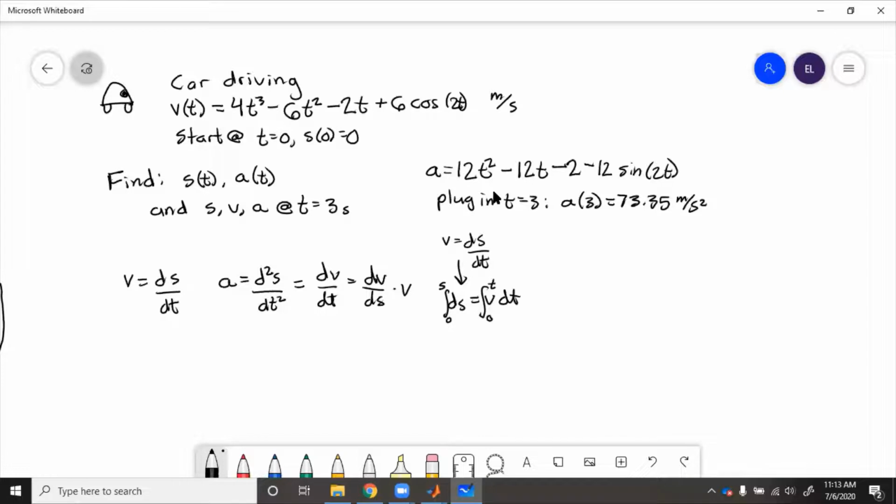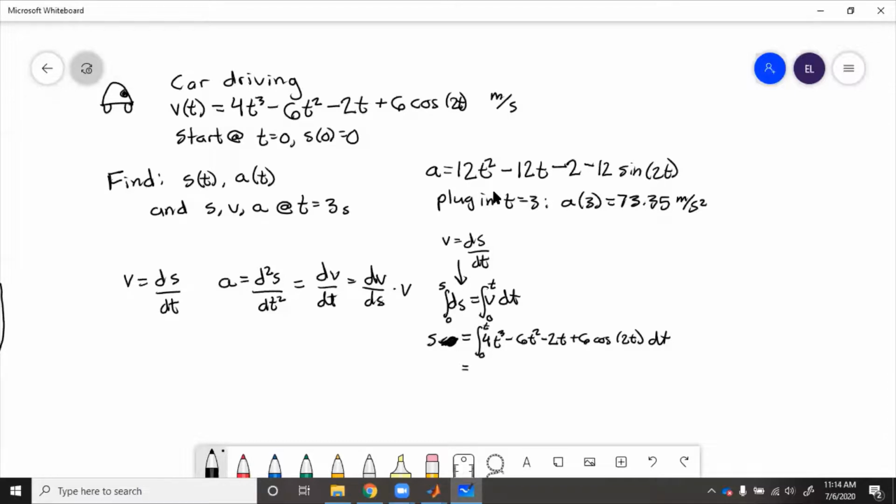Because we need to find s, t is going to be given, and we're given here that they both start at 0. So that's how we get those bounds of integration. So then here we'll get s minus 0, which we can just scratch off, equals the integral of 4t cubed minus 6t squared minus 2t plus 6 cosine of 2t dt. This goes from 0 to t.